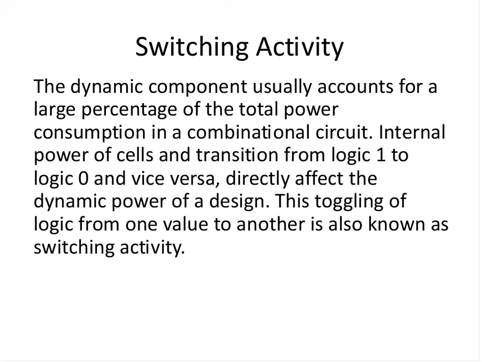Now we've been talking about switching a lot. We've been saying that switching power depends obviously on switching, but how do we give this information to Power Compiler? How does Power Compiler know? We give it a design which has 10,000 gates. How does Power Compiler know what net switches how many times? What gate switches how many times? How does it know that? This information can be provided to Power Compiler, or it can be estimated.